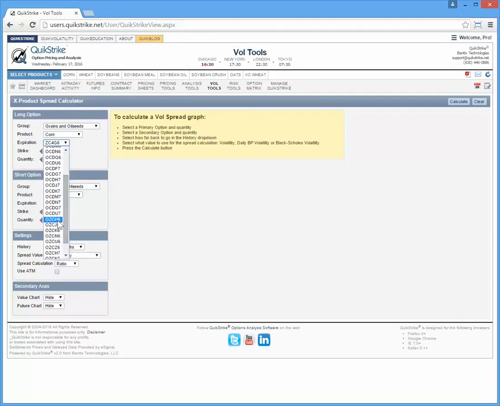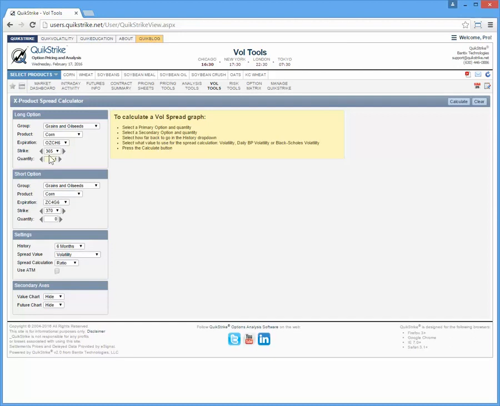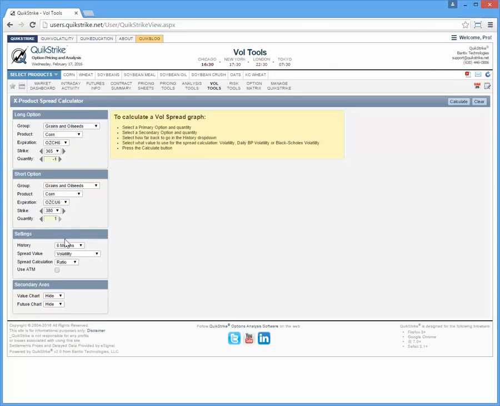So let's go down to OZCH and let's sell that guy. And let's go down to OZCU, okay, and buy that one. And then down here you see where my settings are. So I'm going to do 6 months. I'm going to use my spread value of all.